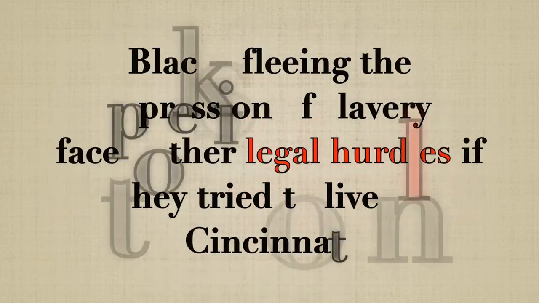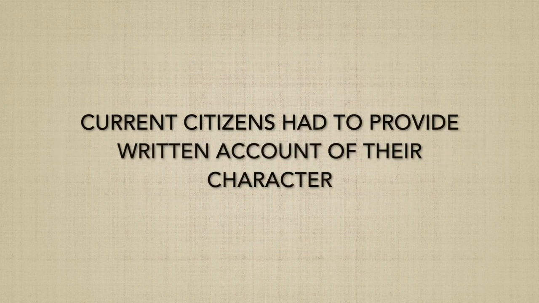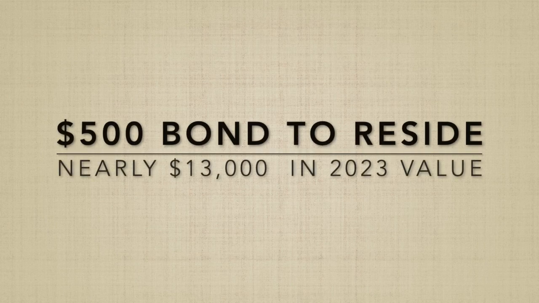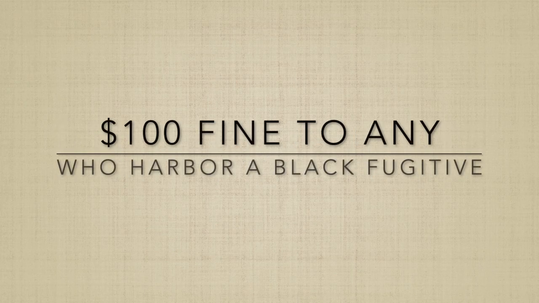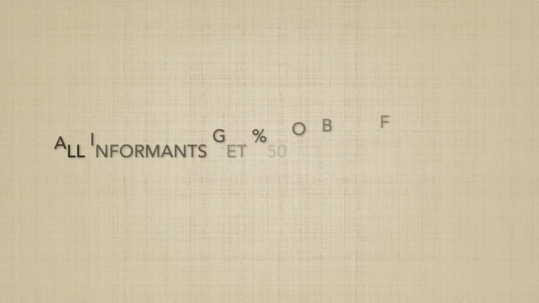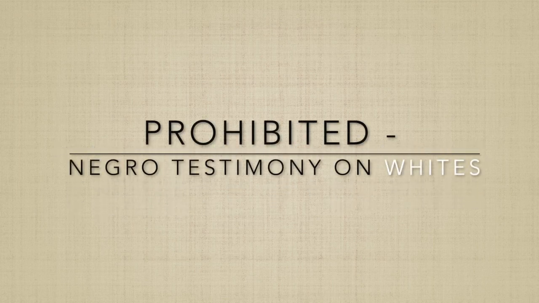Blacks fleeing the oppression of slavery faced other legal hurdles if they tried to live here in Cincinnati. Current citizens had to provide written account of their character. They would have to pay a $500 bond to the city, promising to not get in trouble. $13,000 in today's money. A $100 fine to anyone who harbored a black fugitive. All informants would get 50% of the bond or any other fee. They were prohibited to testify against any whites.